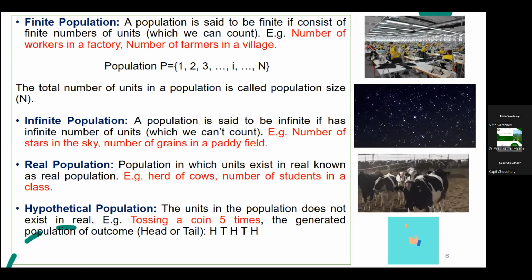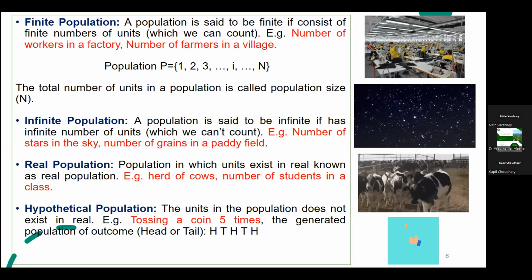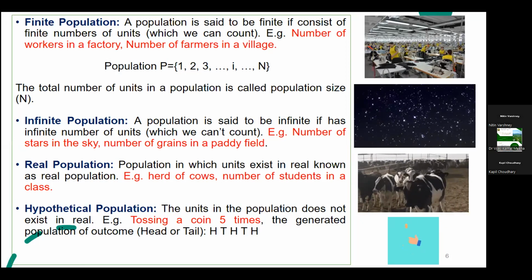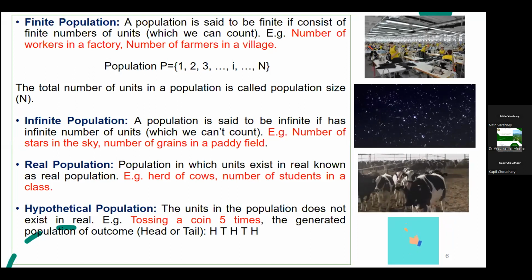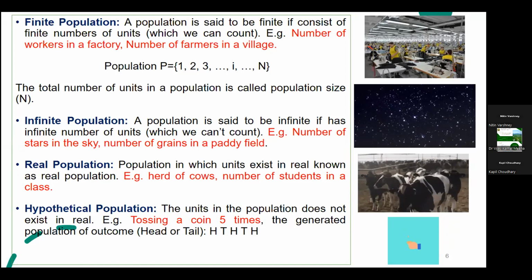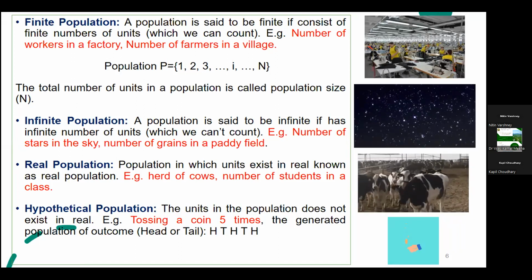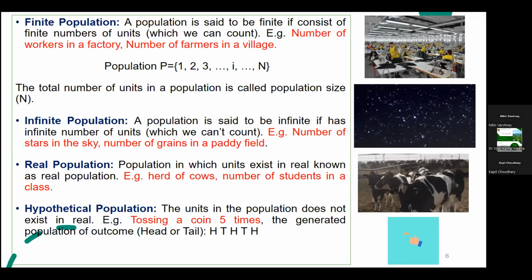So we can generate that population by simulation, or by, we can say, tossing a coin 5 times, we can generate a population of head and tail. So suppose in 5 times we get 3 times head and 2 times tail. So this is our generated population. So these are 4 populations: finite population, infinite population, real population, and hypothetical population.